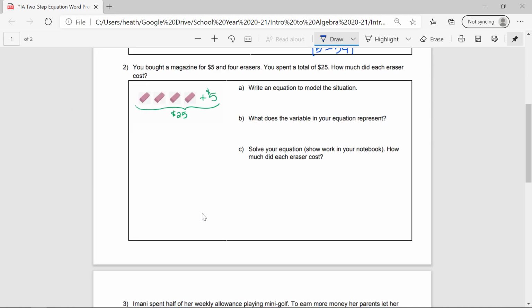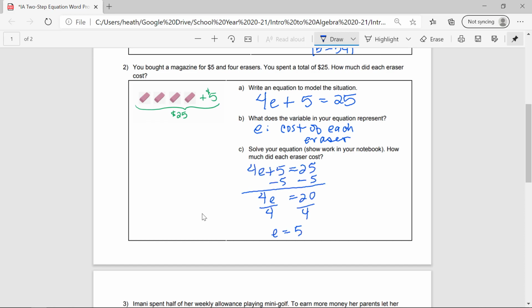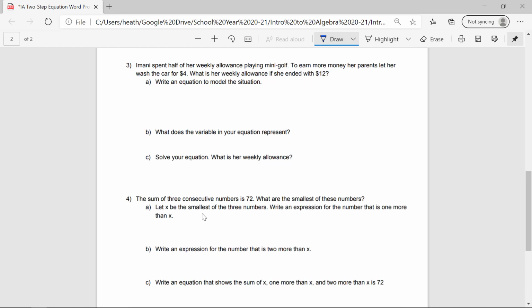Alright, this next one is pretty similar, right? We've got 4 erasers and another $5 that was spent on the magazine, and altogether we spent $25. So now we have to say what the variable represents. So we know it's something about the eraser. Be really careful to be specific. It's not the number of erasers, it's the cost of each eraser. Okay, so now hopefully you solved it in your notebook. So what does this mean? Each eraser cost $5.